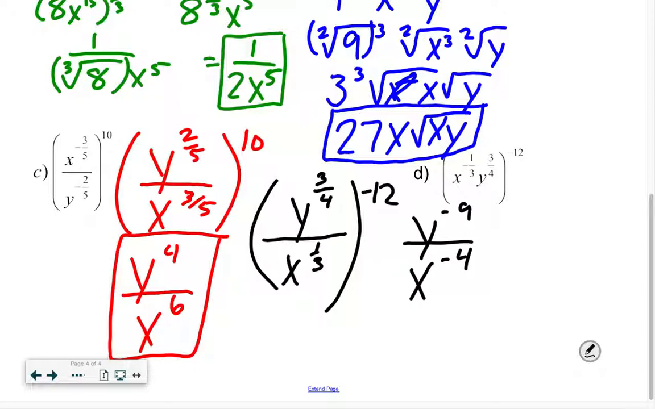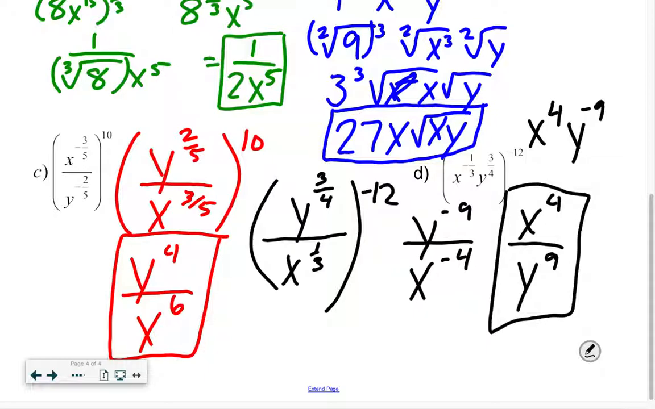So now what do we do? Flip it. Bring your x on top, make it positive. Y on bottom, make it positive. You get the same thing if you just multiply your negative out. So we would have x to the 4th, y to the negative 9th, and then you go to here. So it just kind of saves you a step. Either way, you can either go here first or here first. Either way, you get the same answer.